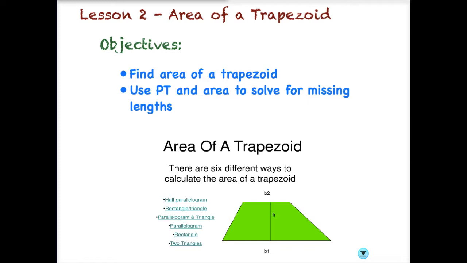The area of a trapezoid can be derived from different combinations of shapes that you already know. Down here there are 6 ways to calculate the area of a trapezoid. You can split it into 2 parallelograms. You can do a rectangle-triangle combination or a lot of different things. I like to think of it as 2 triangles. So when I explain the area, I'm going to use that idea, 2 triangles.